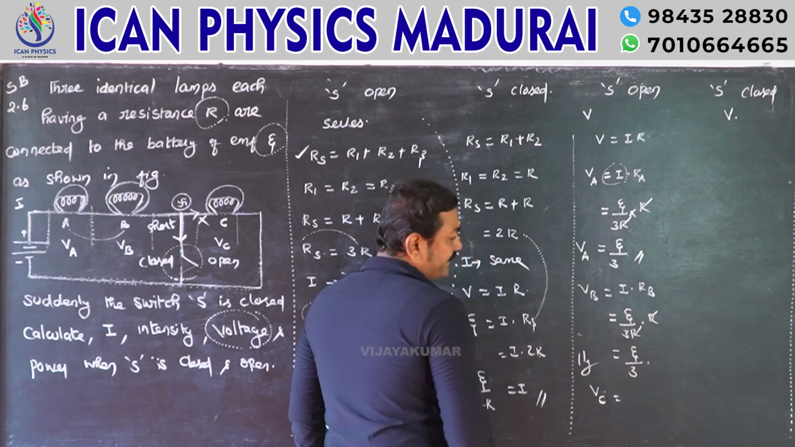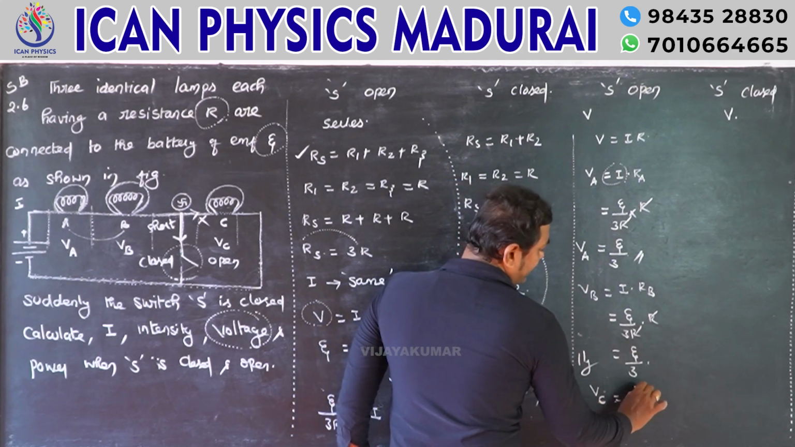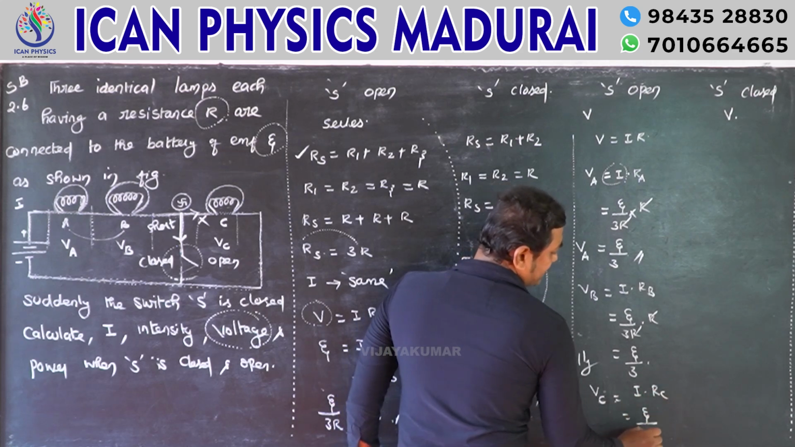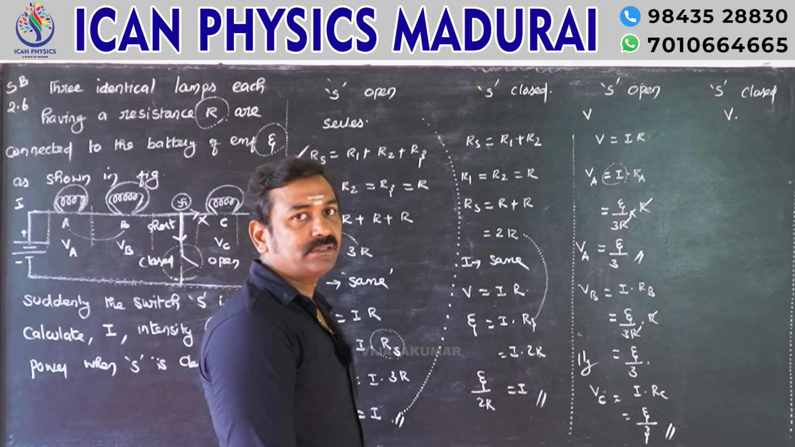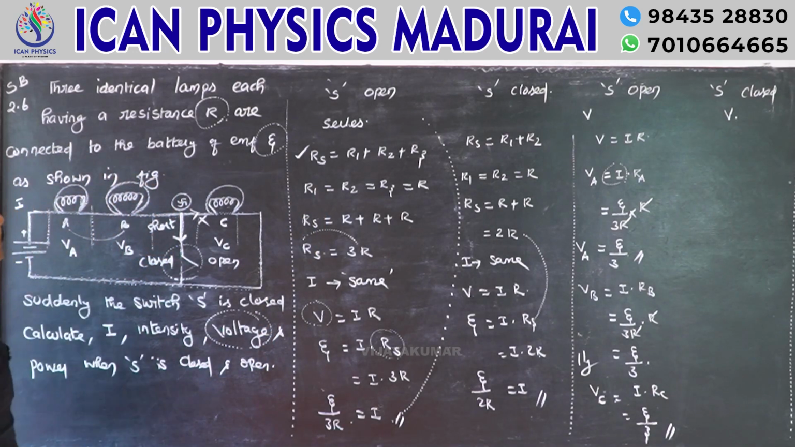Similarly, VC equals I into RC. Then finally, once again, you can get ψ/3. Okay, do you get it now? Do you have any doubts? No doubts.